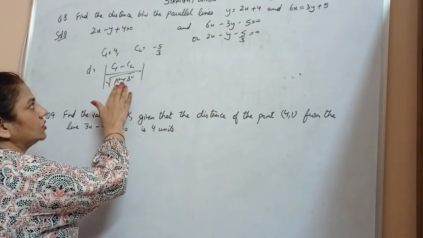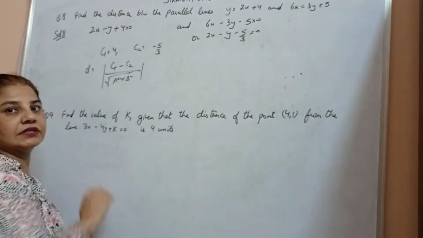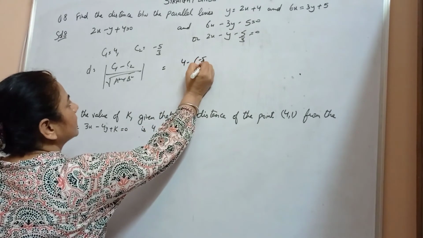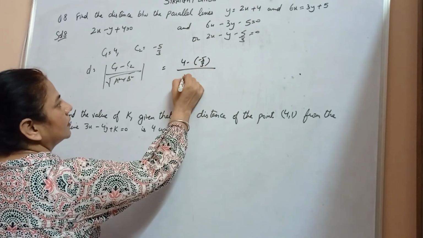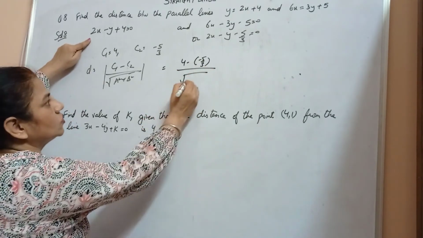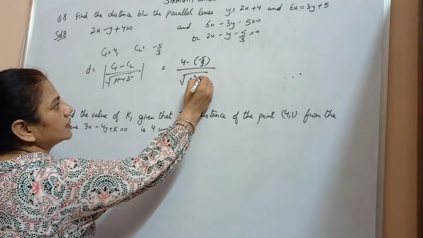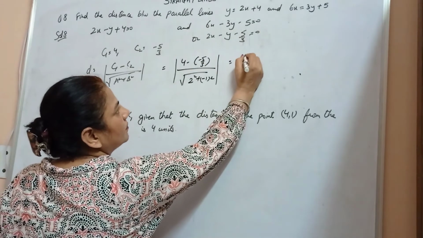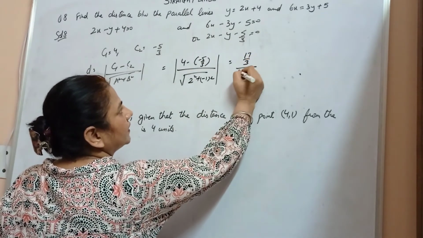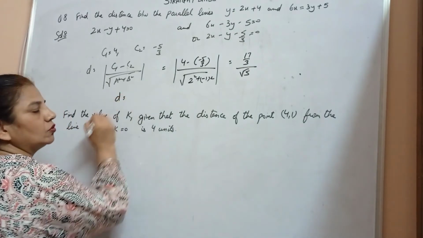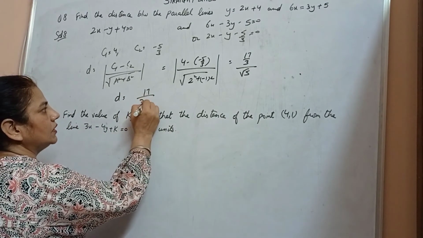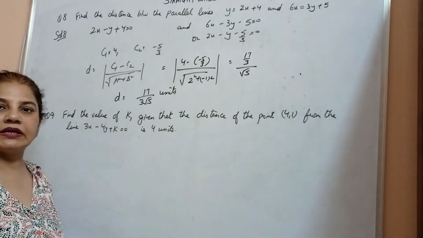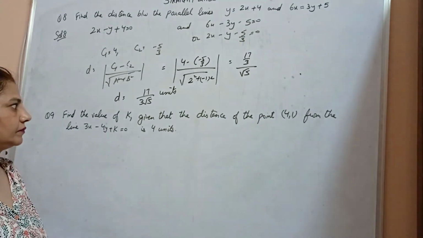Here a square and b square, where a is the coefficient of x and b is the coefficient of y. Substitute the value, we get 4 minus 5 by 3, under root of the coefficient of x is 2 square and the coefficient of y is minus 1 square. Here we get 12 plus 5, 17 by 3 divided by under root 5. So the distance between the two parallel lines is given as 17 upon 3 root 5 units.